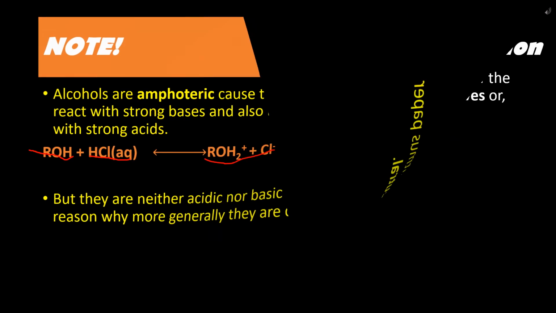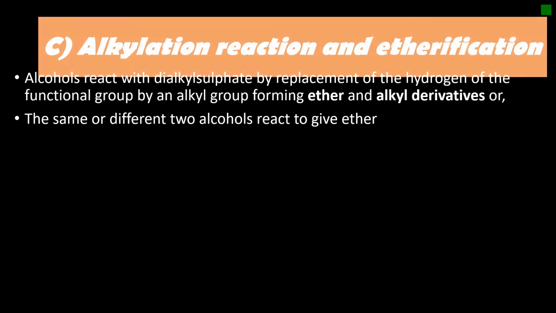The third reaction is the alkylation reaction and etherification reaction. Alcohols react with the alkyl sulfate by replacement of the hydrogen of the functional group by an alkyl group, forming an ether or alkyl derivative, or the same or different two alcohols react to give an ether. The alkyl sulfates are formed when alcohols react with concentrated sulfuric acid at about 0 degrees centigrade.